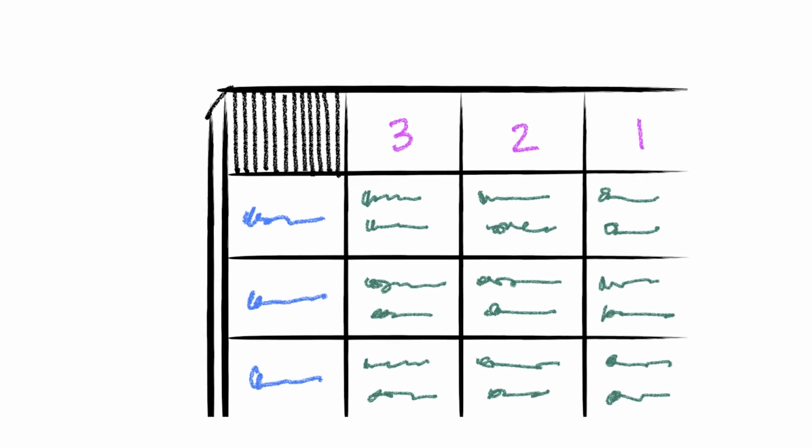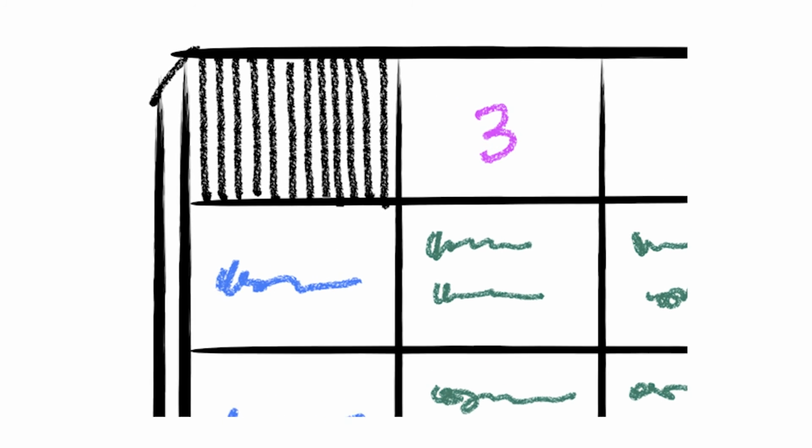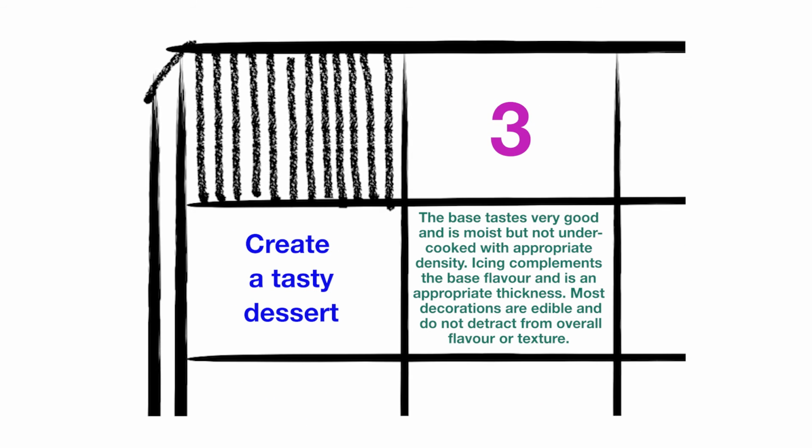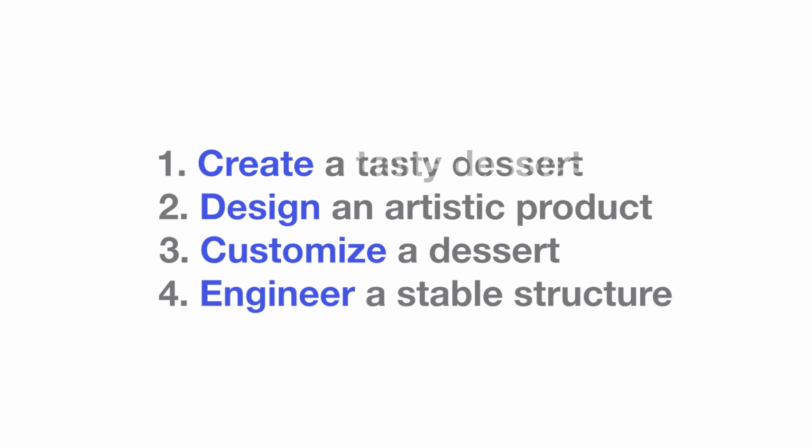For example, at the highest performance standard, a tasty cake can be described like this: the base tastes very good and is moist but not undercooked, with appropriate density. Icing complements the base flavor and is an appropriate thickness. Most decorations are edible and do not detract from the overall flavor or texture. By asking all 4 questions, we have now designed a valid and reliable set of criteria for the example learning outcome. Notice that throughout this process, we've been using action verbs to phrase our criteria. Action verbs remind us that the criteria list is a set of learning outcomes, as opposed to the components of an assessment task.